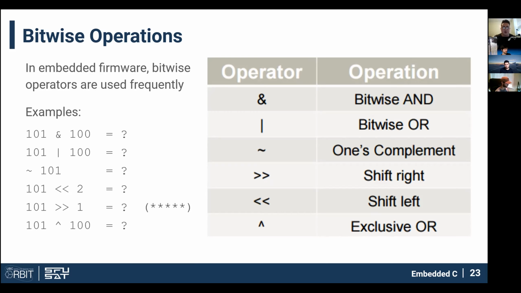So I got some examples here. So 1 0 1 and 1 0 0. Can someone put in the chat what the output of this would be? Yep, 1 0 0. That's correct. What about 1 0 1 or 1 0 0? Yep, that's correct, Montikim and Aswin. What about not 1 0 1?